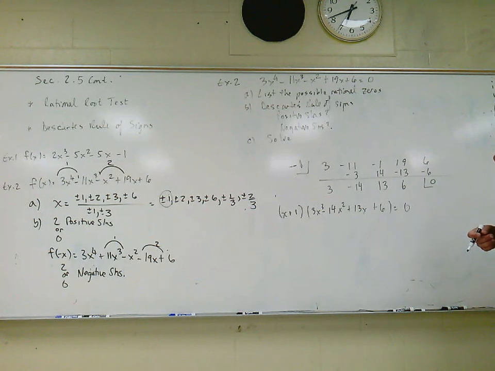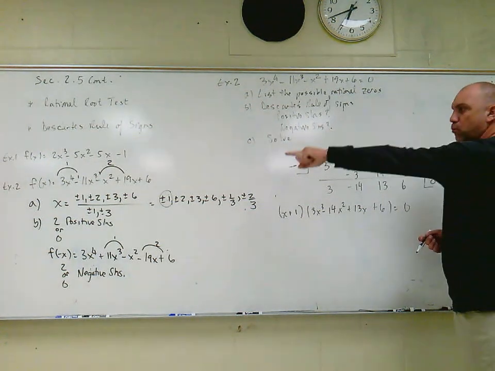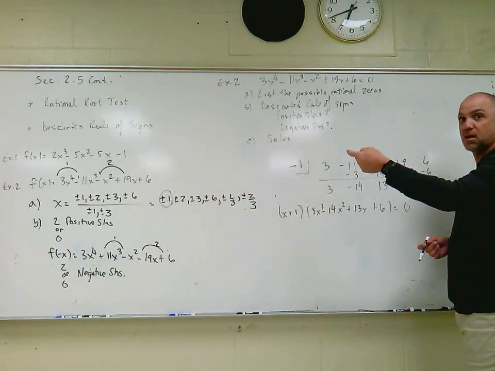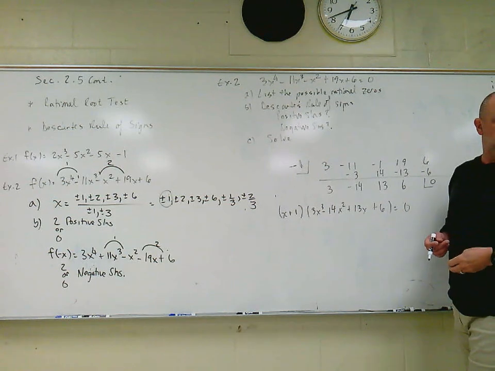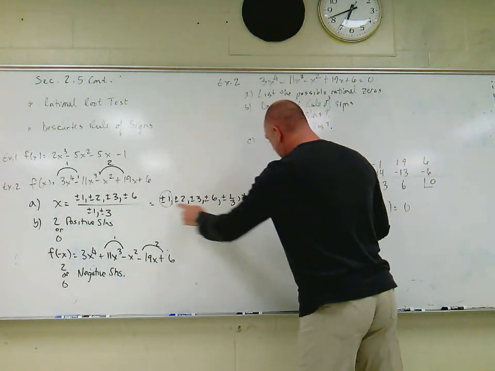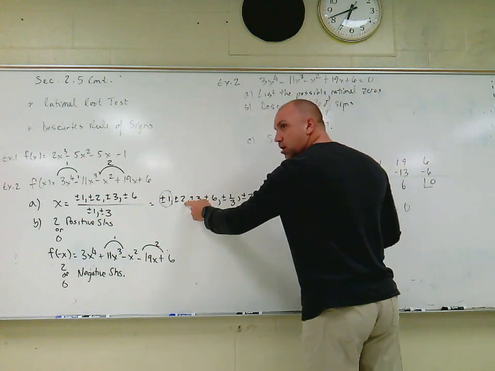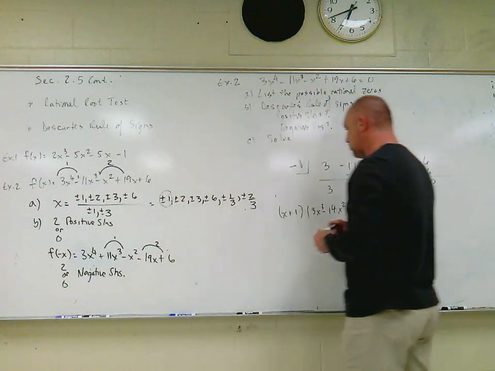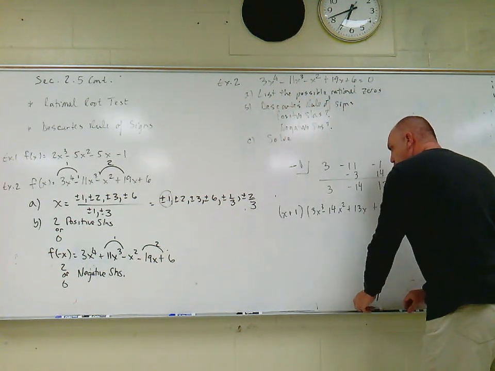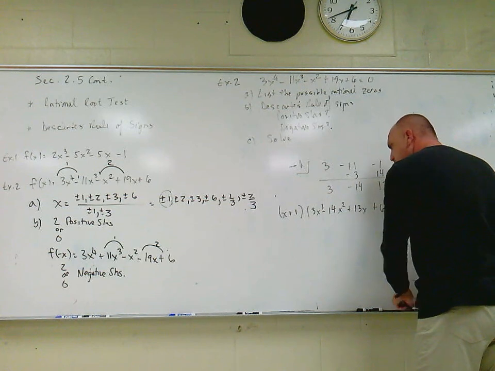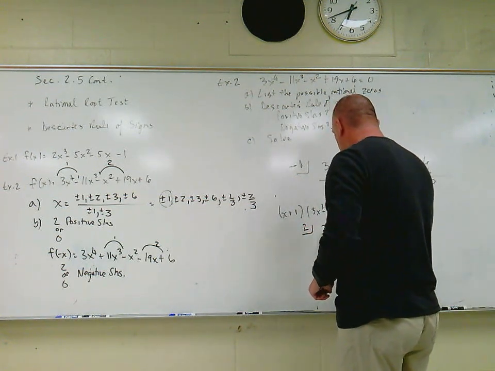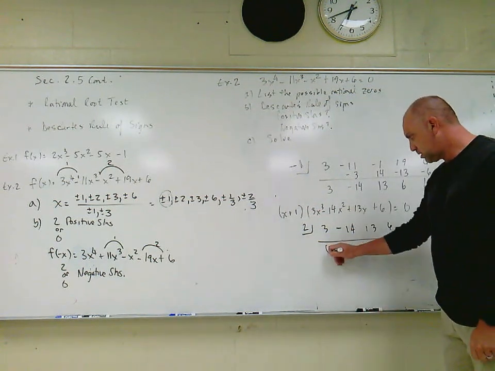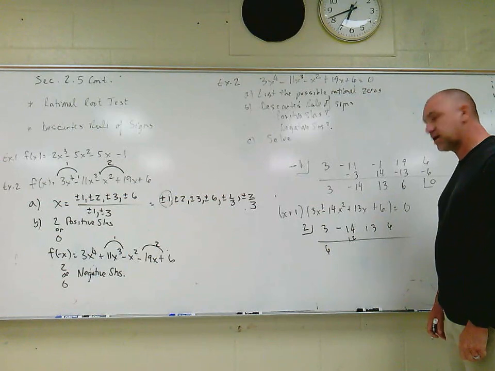So now, I've tried 1. If 1 is not a factor of this, then it certainly is not a factor here. So if something didn't work before, there's no chance of it working again. All right, I did negative 1. It could be a double root, but I'm going to move on and try 2, and then if 2 doesn't work, I'm going to try negative 2. So let's see. I'm going to try 2 with this one. 3, negative 14, 13, 6. So let's see what happens. 6, 12. I can go ahead and stop.